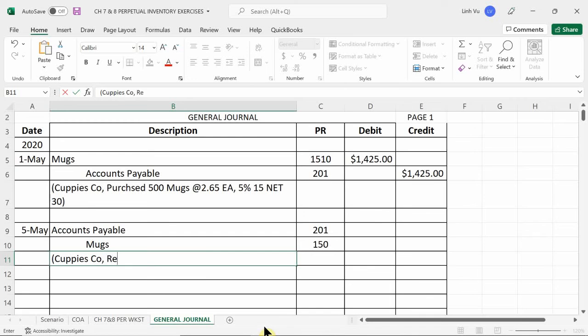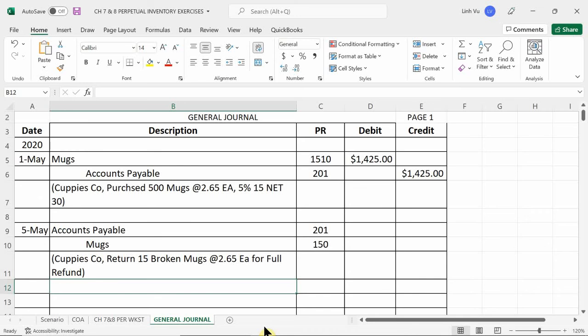And then you could say, return or refund 15 broken mugs at $2.65 each for full refund.